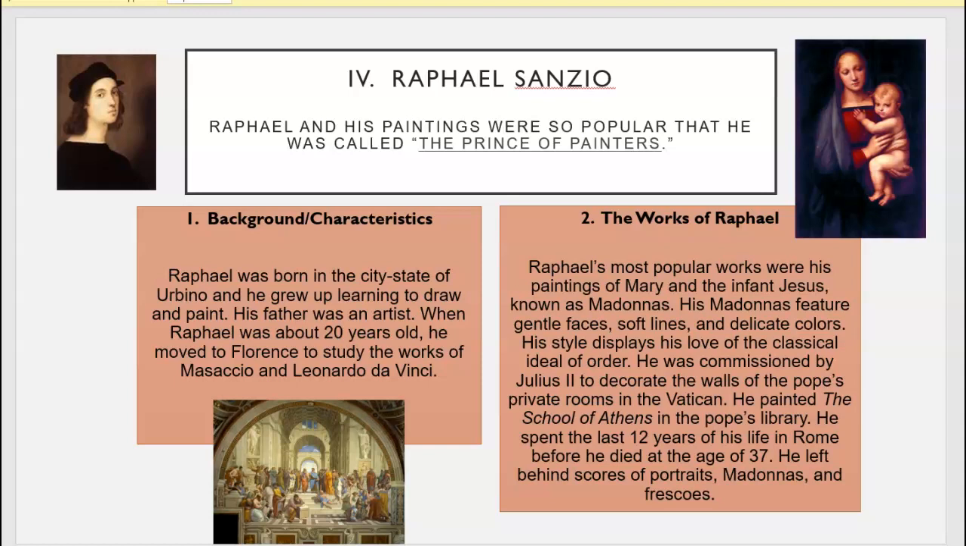Raphael Sanzio. Raphael and his paintings were so popular that he was called the Prince of Painters. Background and characteristics. Raphael was born in the city-state of Urbino, and he grew up learning to draw and paint. His father was an artist. When Raphael was about 20 years old, he moved to Florence to study the works of Masaccio and Leonardo da Vinci.